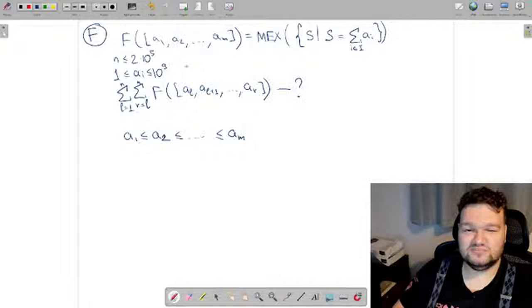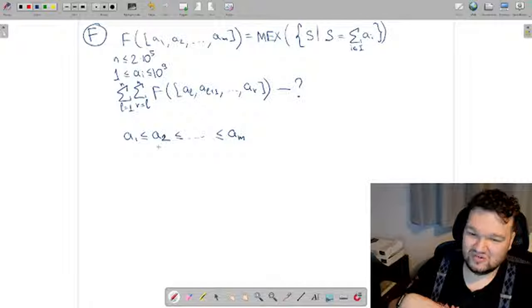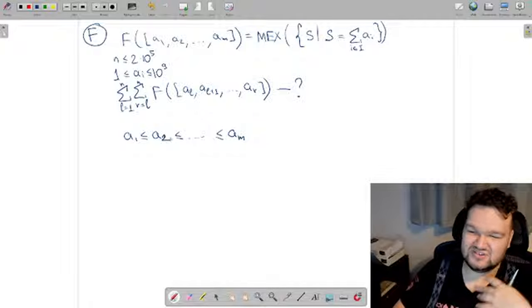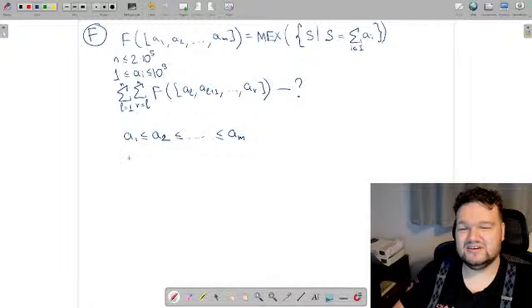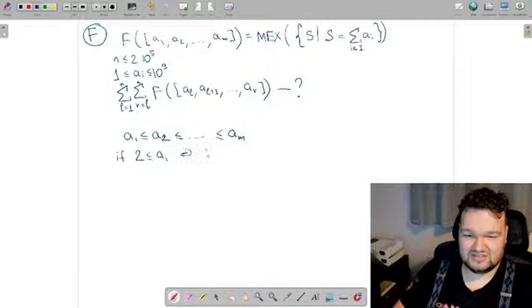I'll go back to explaining my solution. So we sort the values. If all the values are bigger than 1, then 1 is not representable as a sum, because the sum of nothing is 0, but if we take at least one element, then it's already strictly greater than 1, so it's bad. If a1 is at least 2, then f is 1.